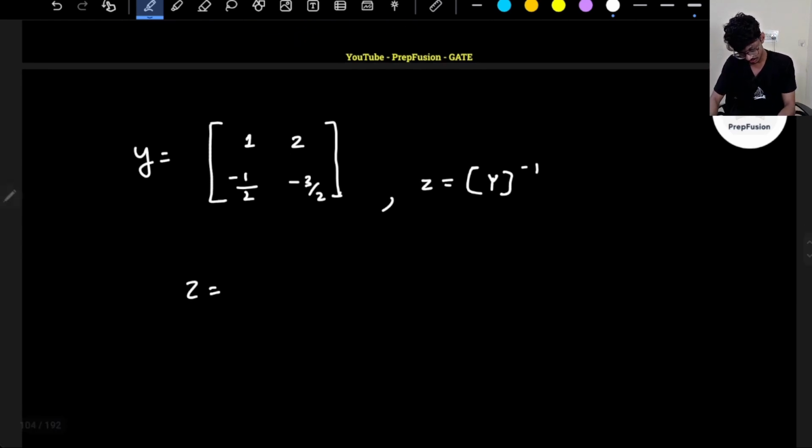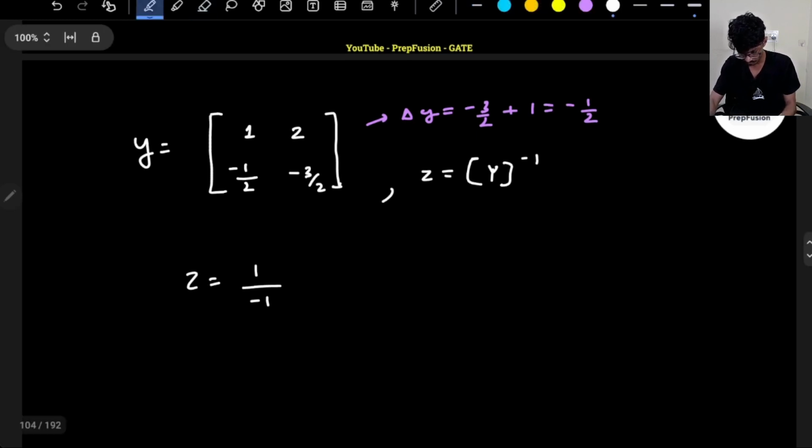So what is the determinant? It is 3 by 2 plus 1. Sorry, minus 3 by 2. So determinant of Y is minus 3 by 2 plus 1. Okay, so it is minus 1 by 2. So I have to divide by minus of 1 by 2.